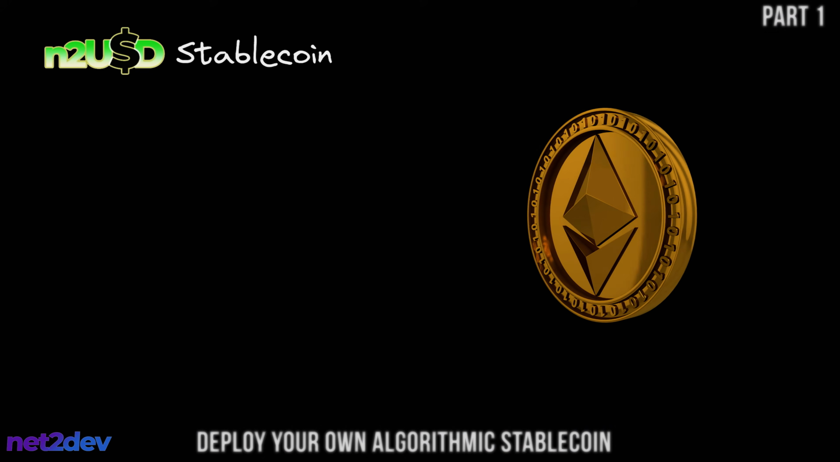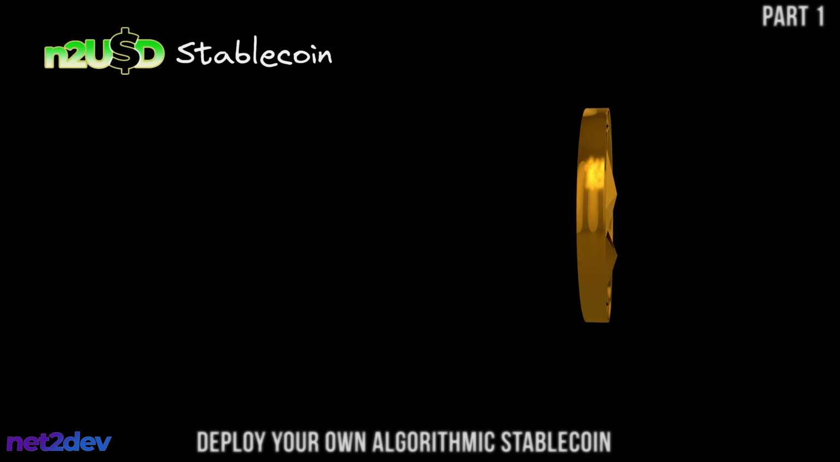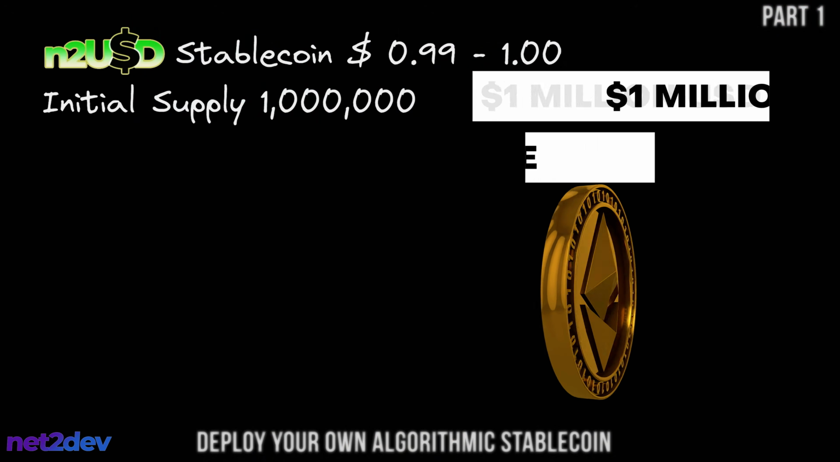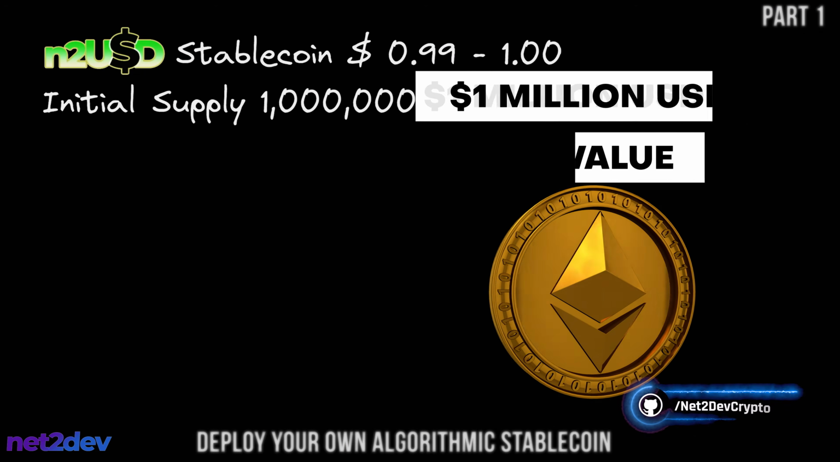The N2 USD is going to be an ERC20 token smart contract, just like any other token smart contract. It's going to have an initial supply of 1 million tokens, which means that I have to somehow provide a collateral that is valued at $1 million. We said that we are going to be providing collateral A, which is the stable collateral Tether.